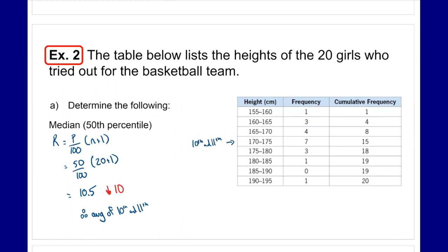Similar to when we looked at intervals, we're going to use the midpoint as our estimation or value. So the midpoint would be 172.5. Because the 10th and 11th fall within there, we add that value twice, add those two values, since we're estimating that that's what the values are, and divide by 2. We get 172.5 as our 50th percentile, or our median. So our median for this data set is 172.5.